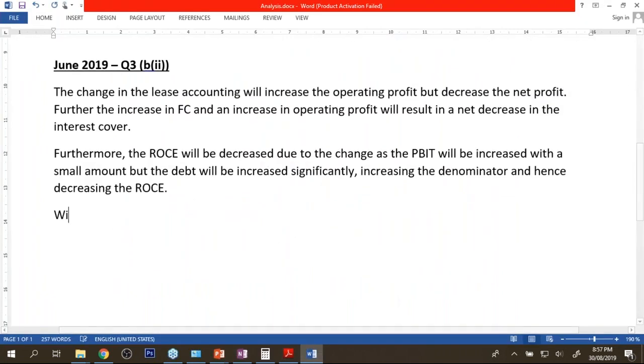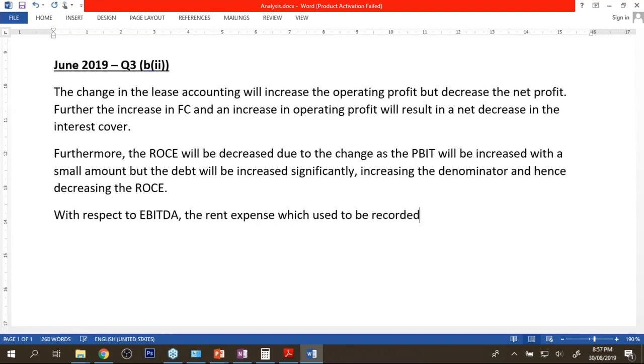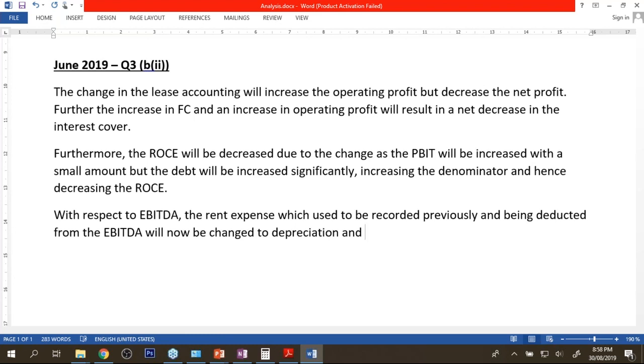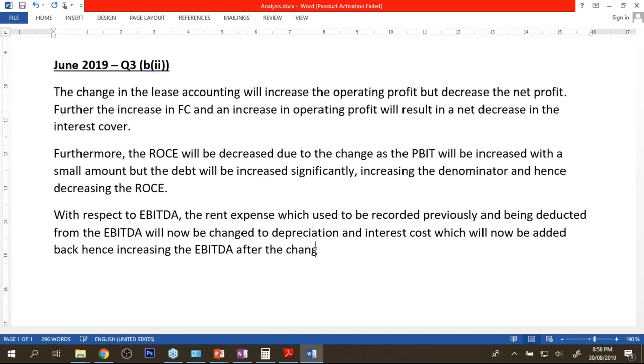So we can say that with respect to EBITDA, the rent expense which used to be recorded previously and deducted from the EBITDA will now be changed to depreciation and interest cost, which will now be added back, hence increasing the EBITDA after the change.